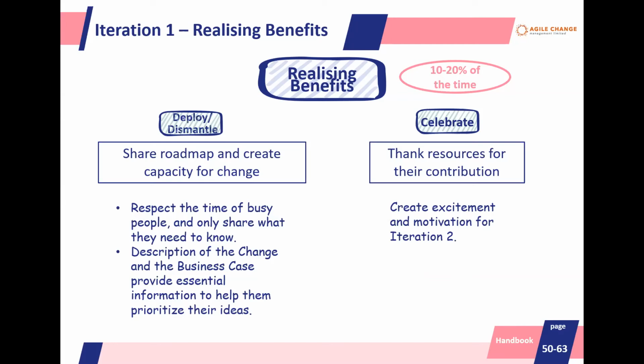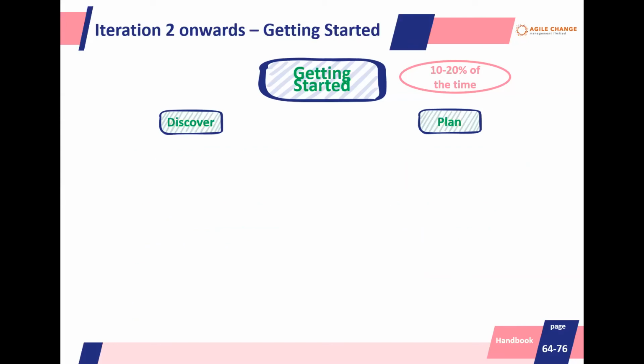Now let's look at iteration 2, which is the footprint for all subsequent iterations. The whole point of this is a structure that you can use on any type of change. So getting started, making progress, realizing benefits, these steps remain constant, whatever it is you are trying to create. It gives you an easy to follow structure that's repeatable for any type of change.